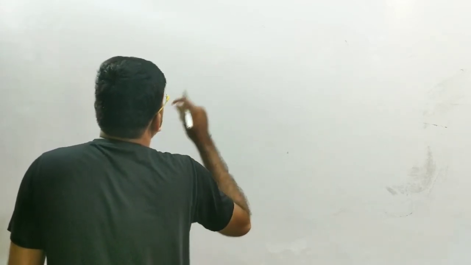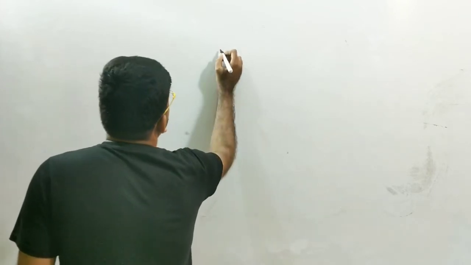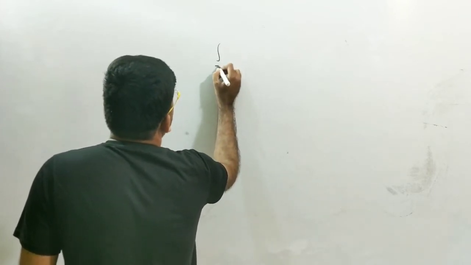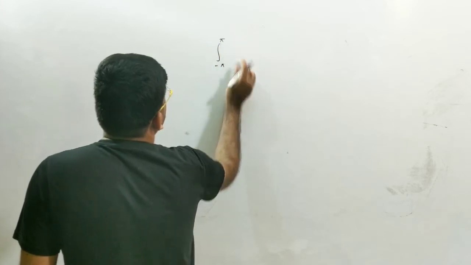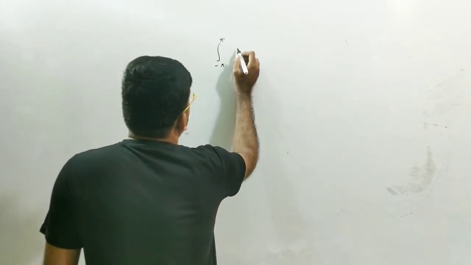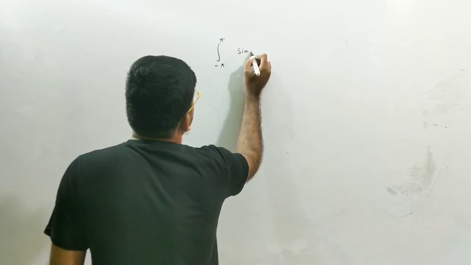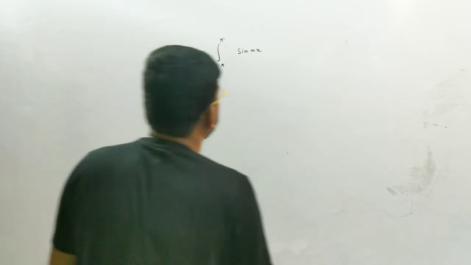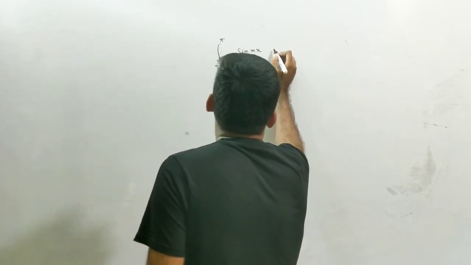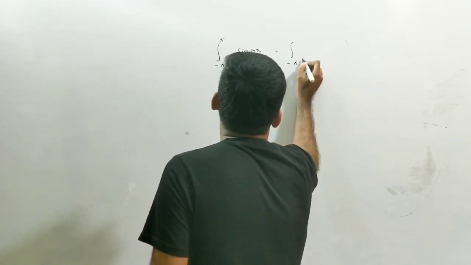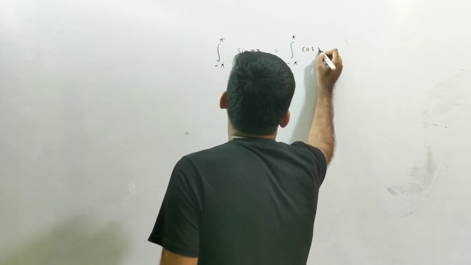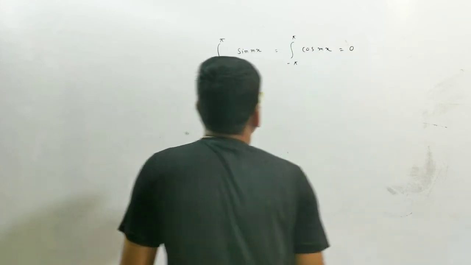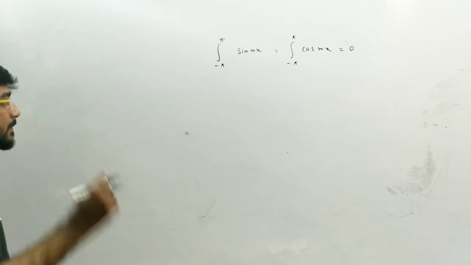Please note down these integrations, that you always have within the full period. Within the full period, the integration from minus pi to plus pi of sin mx, or equal to the integration from minus pi to plus pi of cos mx, this will always be 0.